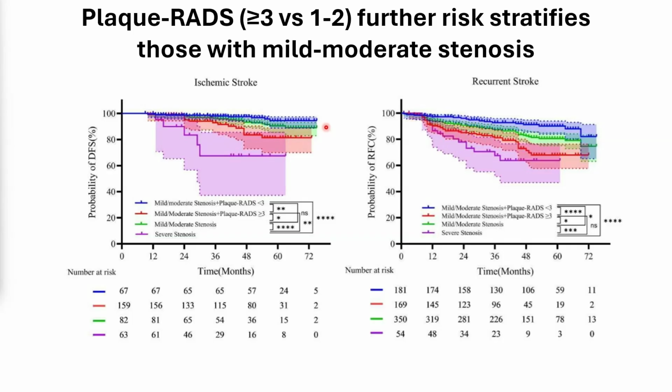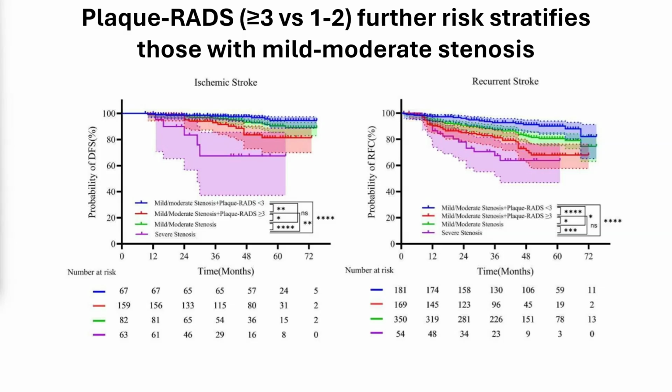There's a significant difference between that blue line and the red line, which is those patients who have mild or moderate stenosis and a high Plaque-RADS, so Plaque-RADS 3 or 4. This significant difference indicates a difference in risk stratification for those who would be overlooked if you only looked at traditional NASCET-based stenosis grading. A little bit lower than the red line is the purple line, which indicates those patients who have severe stenosis. Of course, they have the highest risk.